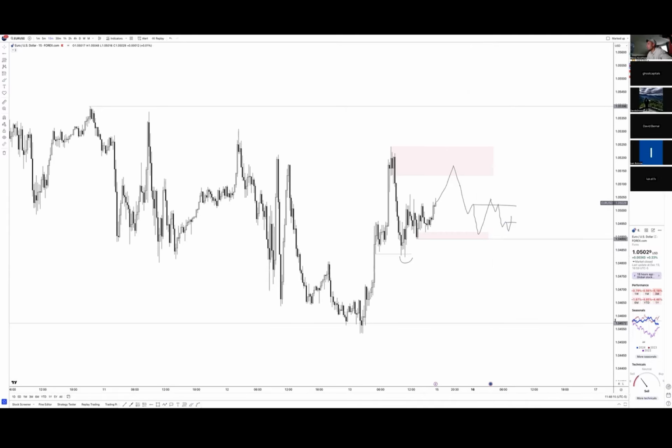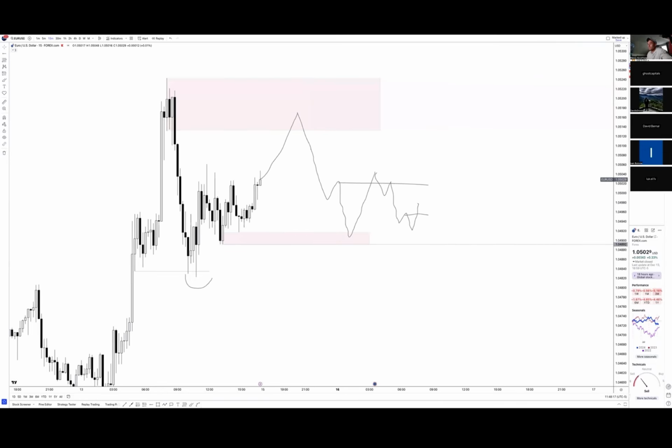This is important because buyers have been induced. Retail sees this as a move up, BOS, cool. Price comes back down into their POI. They get a false reaction up. Oh my God, look, BOS again. Now this is going to be another opportunity for them to buy.